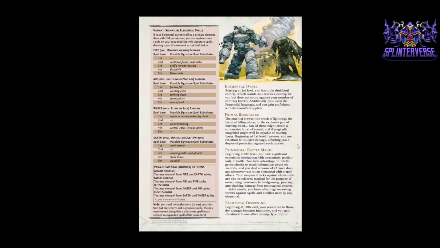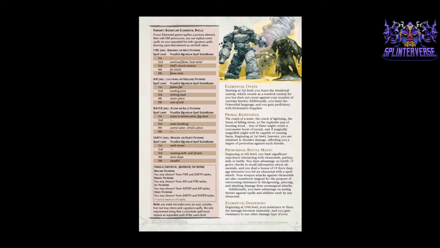Primal Resistance. The crash of a wave, the crack of lightning, the boom of falling stone, or the explosive pop of burning wood. Any of these might create a concussive burst of sound, and if magically magnified, might well be capable of causing harm. Beginning at 1st level, however, you are resistant to thunder damage, affording you a degree of protection against such threats. So very cool.